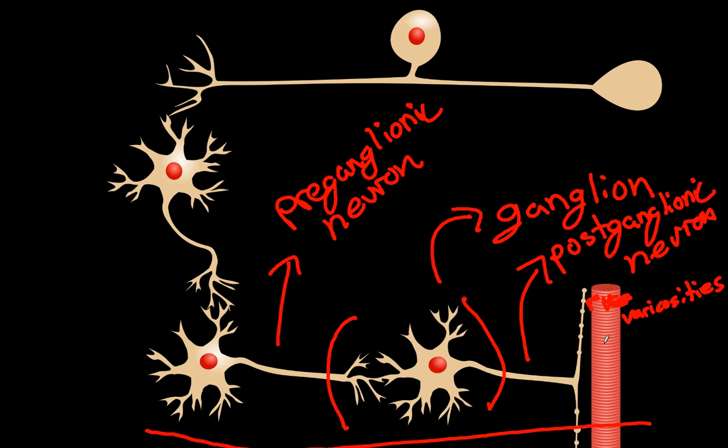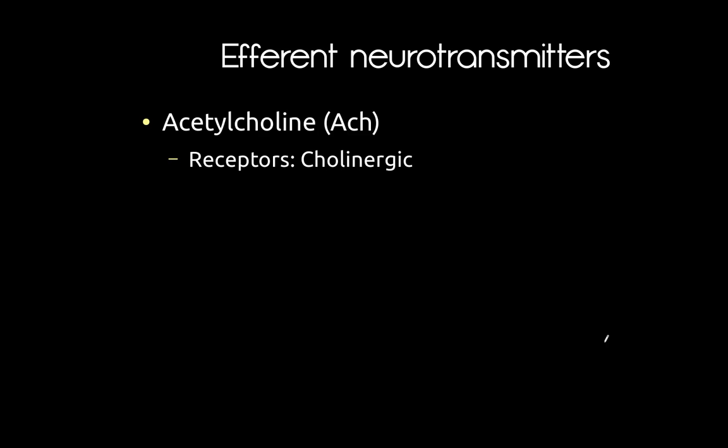So let's talk about those. Let's zoom in for a few moments and talk specifically about the different neurotransmitters that are going to be used by the efferent nervous system. The first one that we should talk about is acetylcholine, sometimes abbreviated as ACh. And the receptors that respond to acetylcholine we'll call cholinergic receptors. So a cholinergic receptor is just a receptor that responds to acetylcholine. Pretty straightforward.